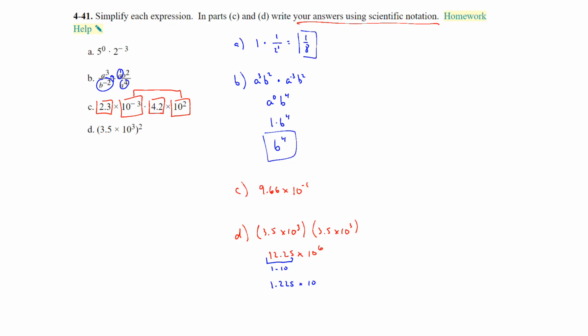And then once we do that, what happens to the exponent? Do we go up from 6 to 7, or do we go down from 6 to 5? And so it should be 10 to the 7th power. So 12 is a larger number than 10, so then we have to add 1 to the exponent. And so 1.225 times 10 to the 7th power is in correct scientific notation.